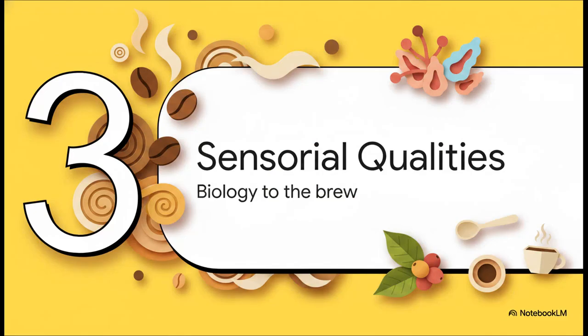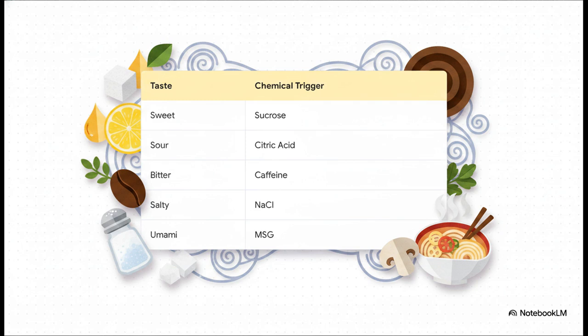That takes us to part 3, coffee's sensorial qualities, translating biology to the brew. Let's look at how this builds our understanding of basic gustation. We have 5 basic tastes, and each one is linked to a specific chemical trigger. Sweet is triggered by sucrose, sour by citric acid, bitter by caffeine, salty by sodium chloride, and umami by monosodium glutamate. But what is truly fascinating here is that humans have adapted evolutionarily to detect the taste sensation of bitterness at incredibly low concentration levels compared to all the other tastes.